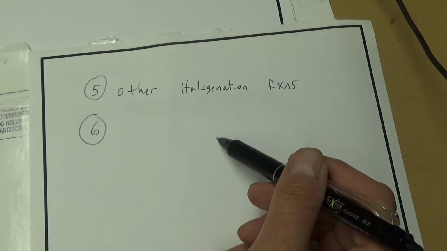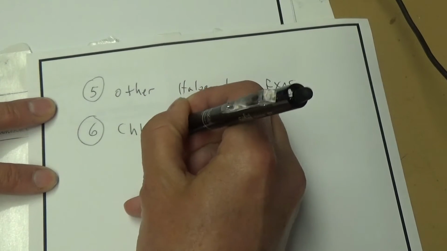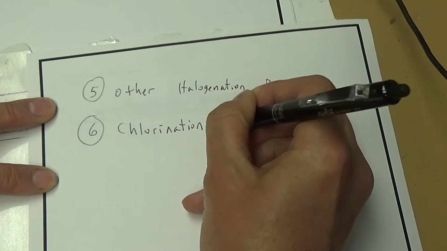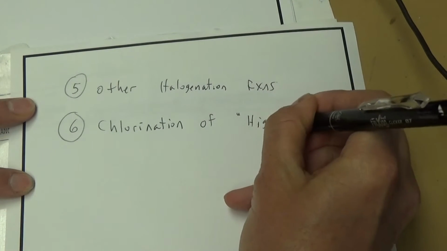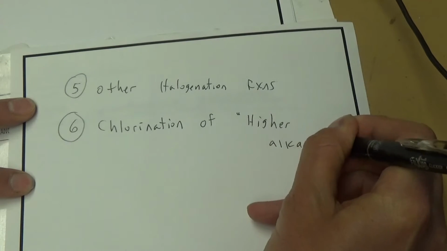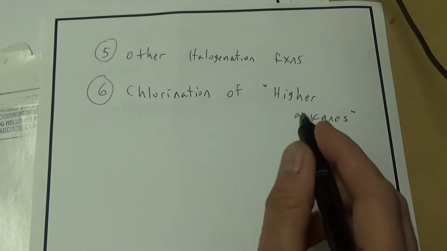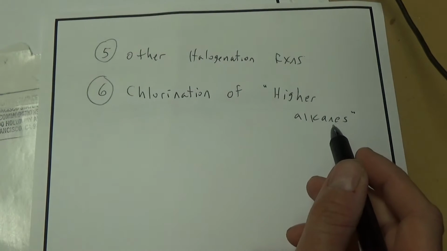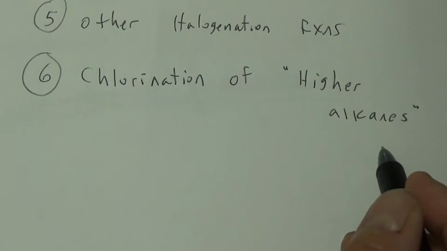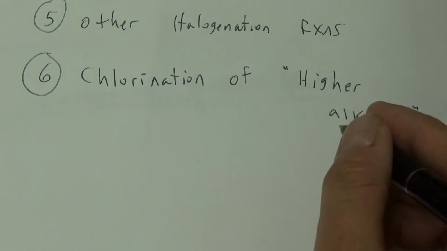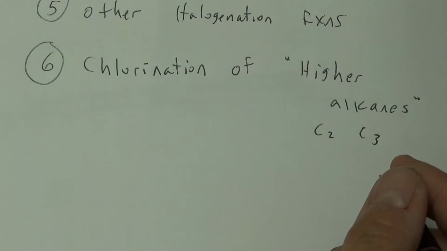Alright, so we're on to 6. So we're going to call this chlorination of higher alkanes. What do we mean by a higher alkane? Well, what's the alkane we were just talking about? Methane, right? Methane's a kind of boring alkane. Let's try something bigger, like ethane or propane, right? C2, C3, larger molecules.